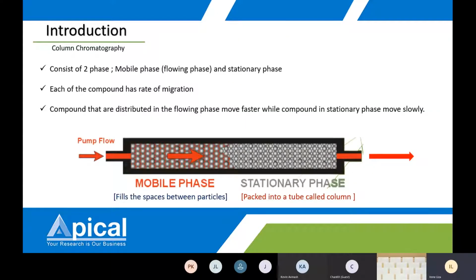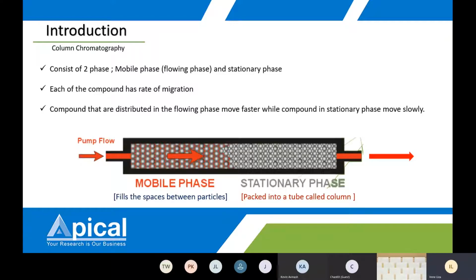When it comes to column-based chromatography, there are two types of phase we need to look into: the mobile phase and the stationary phase. The mobile phase is the flowing phase, and the stationary phase is basically a static base. These are the two terms that are frequently used in HPLC.